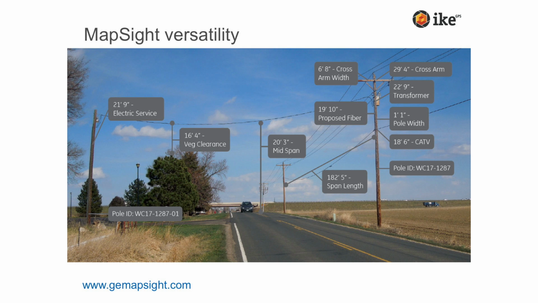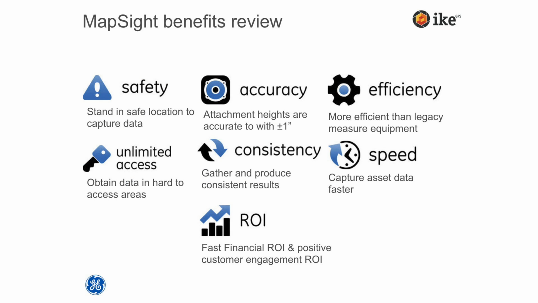You've seen a variety of applications that it can apply to, several of which are here. Anything from taking a single picture of a pole and being able to measure its attachment to more complicated calculations like a midspan, but from the safety of the road, or vegetation clearance, how close a limb is to a wire. So I'd like to quickly go over some of the unique benefits in our MapSight solution.